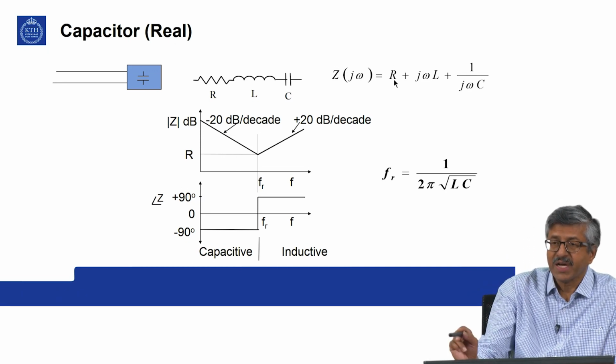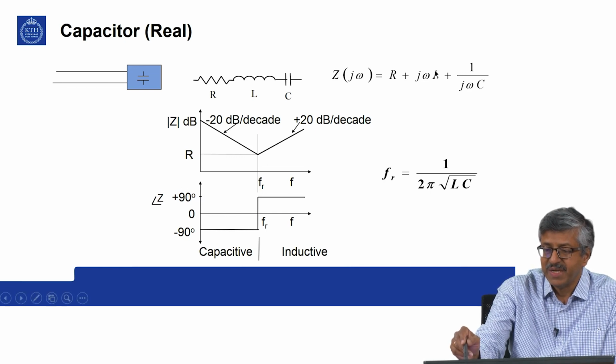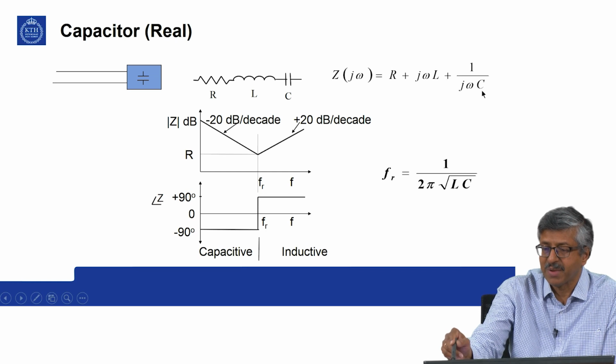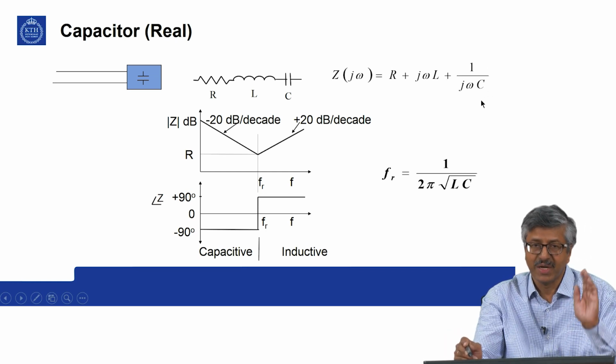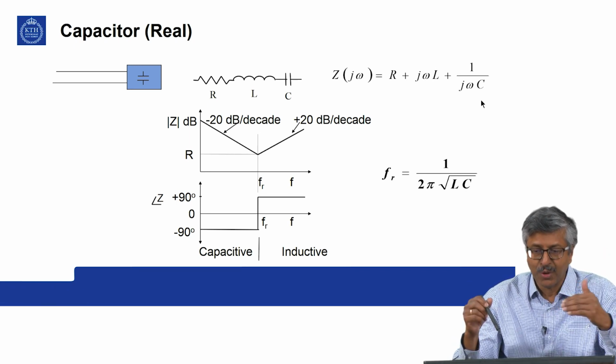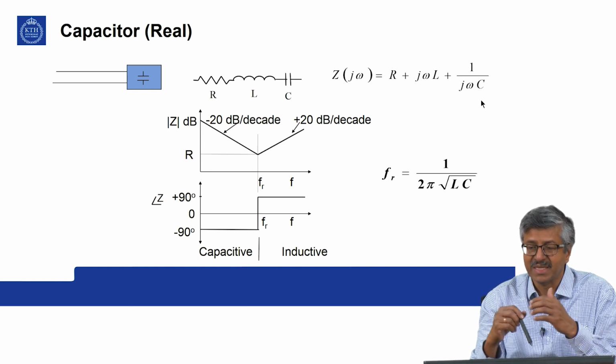So, as the frequency continues to increase, you see that the impedance from the inductive part is increasing, whereas the impedance from the capacitive part is decreasing. So, inductive part increasing, capacitive part decreasing, and at some point both will become equal and cancel each other.